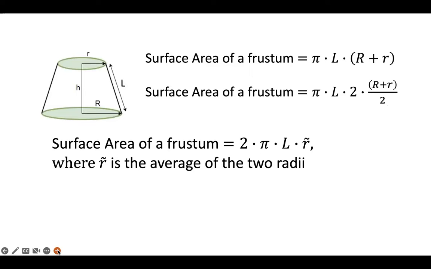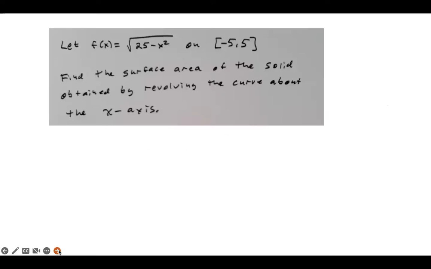We need to decompose our curve into multiple pieces, find the surface area of each frustum, and then add them together. We're going to add an infinite number of them together using integrals, as we've done with our volume and arc length questions before. So here's a question we're going to look at. We want f of x to be the square root of 25 minus x squared, defined on the interval from -5 to 5. We want to find the surface area of this solid obtained by revolving this curve about the x-axis. Let's try the x-axis first, and then we'll try the y-axis to see if the results are the same.